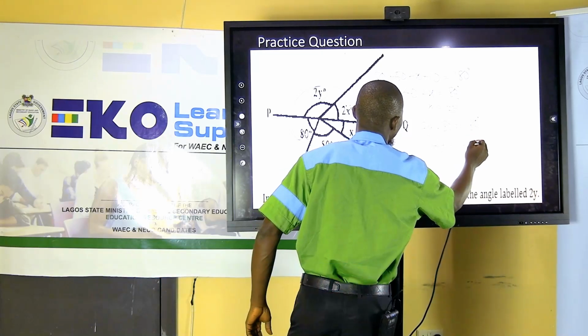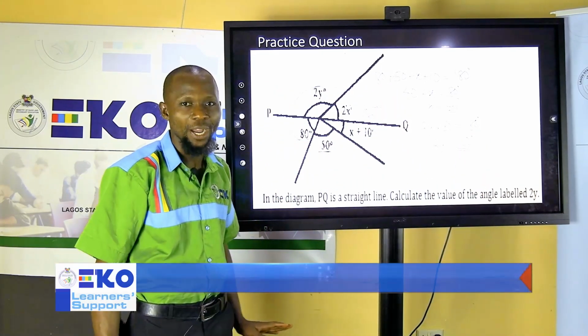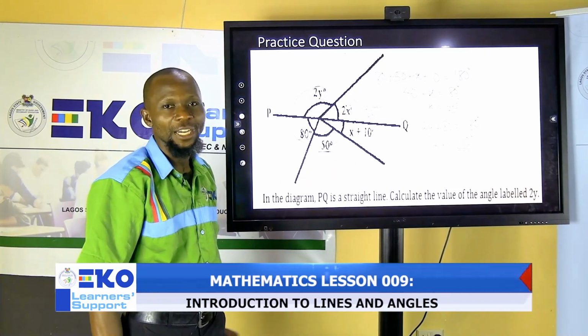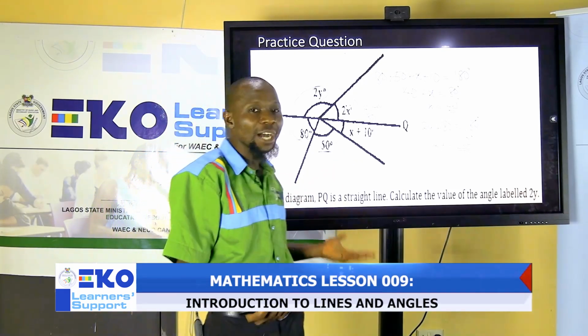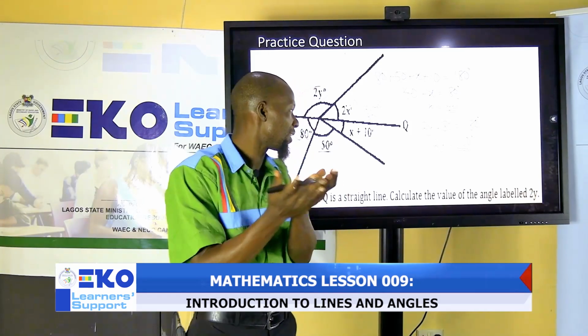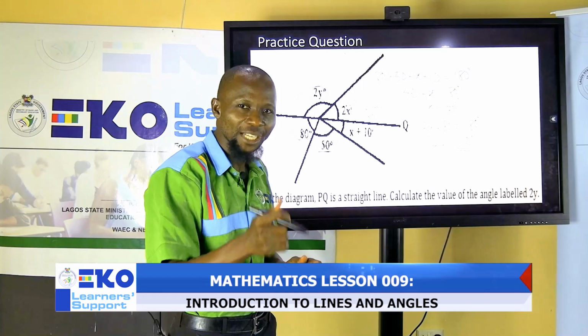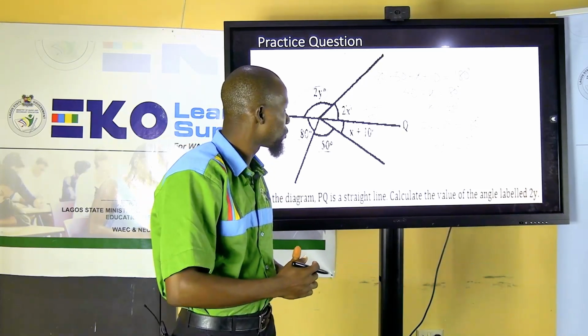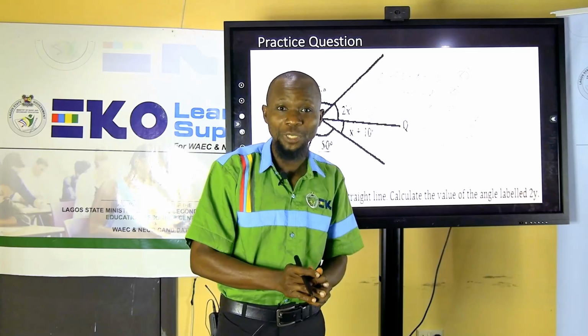100. We don't need to find y here because they said find the angle labeled 2y. And that is why we are going to leave the answer like that. So 2y is 100. The question did not ask find y. Find 2y. That's the question. So I believe you got that right. Good, great. So we are going to stop here, till another time we meet.